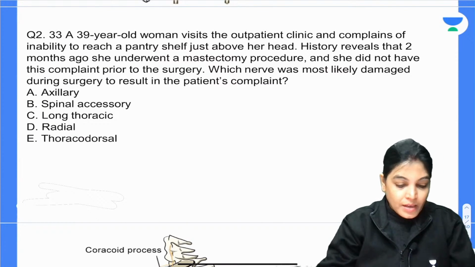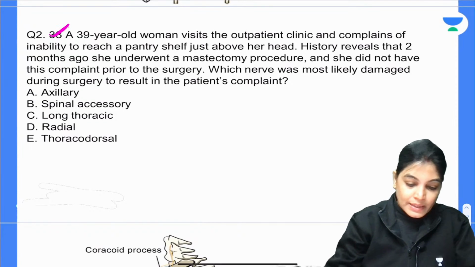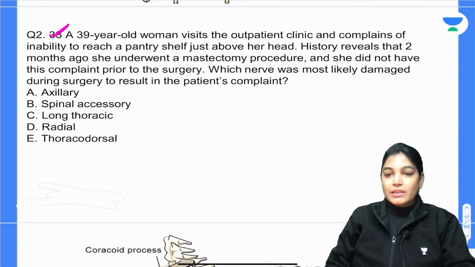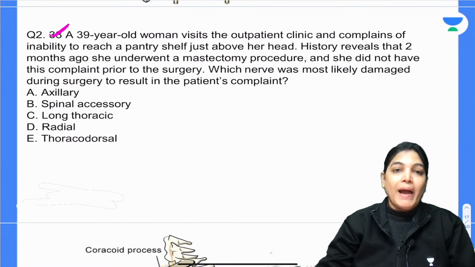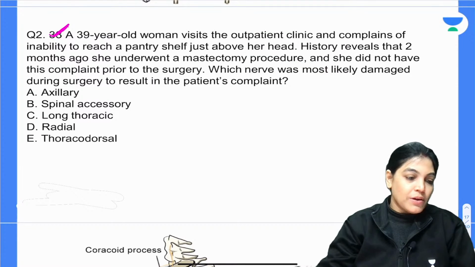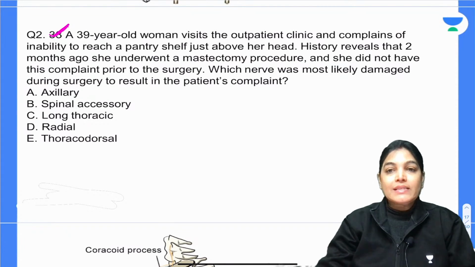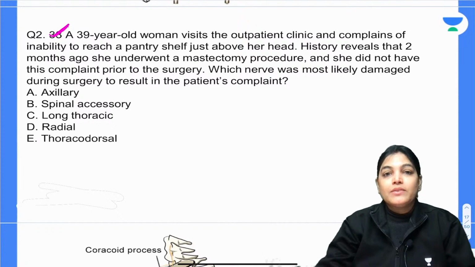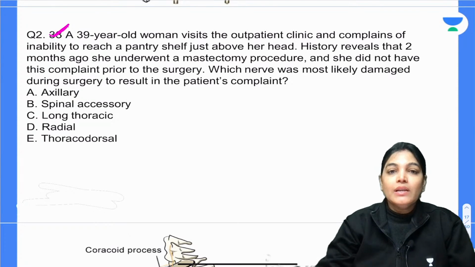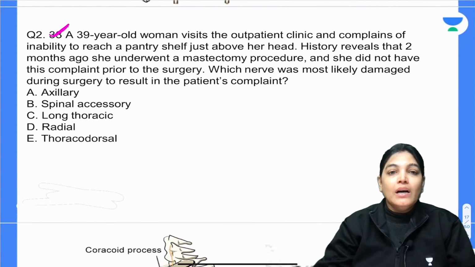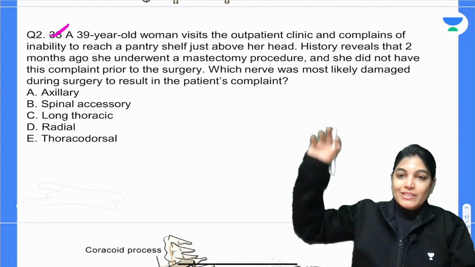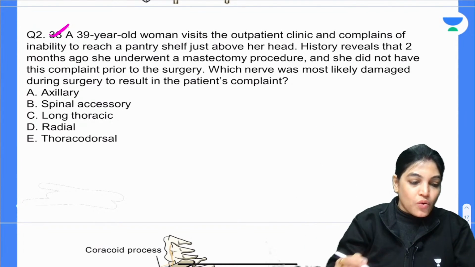A 39-year-old woman visits the outpatient clinic and complains of inability to reach the pantry shelf just above her head. History reveals that 2 months ago she underwent a mastectomy procedure, and she did not have this complaint prior to the surgery. But after the surgery, what was the complaint? The complaint was that she was not able to reach the pantry shelf. That means overhead abduction is affected.